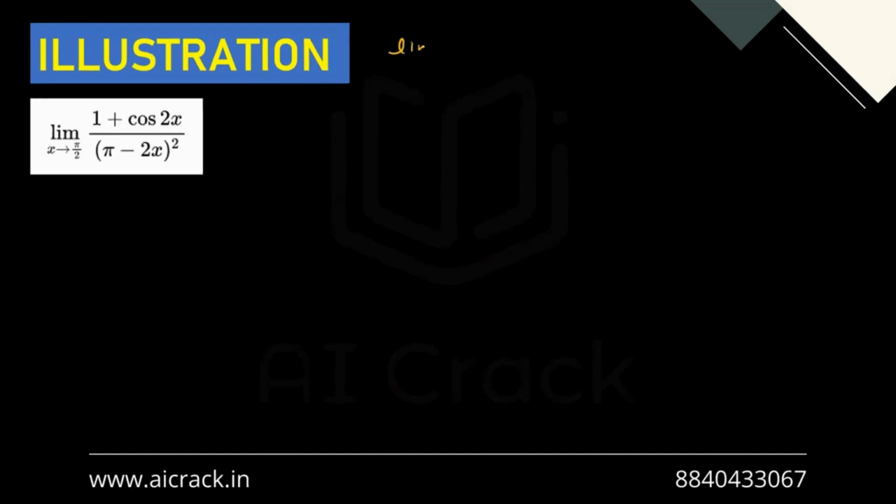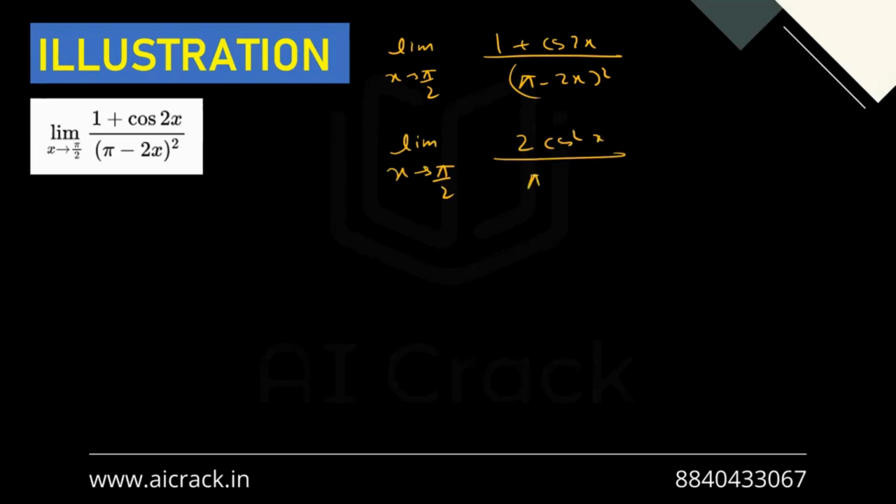So we have limit x approaching pi by 2, (1 plus cos 2x) divided by (pi minus 2x) whole square. Now I've made a thumb rule for myself. Whenever I see 1 plus cos 2 theta, I tend to write 2 cos square theta, right? So let's do that over here. X approaching pi by 2. So this becomes 2 cos square x divided by (pi minus 2x) whole square.